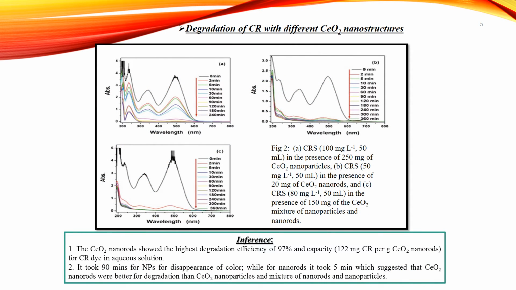Then the experimental study here is, first, degradation of Congo red with different Co3O4 nanostructures. Figure 2A, B, C shows the absorbance measured with a UV-visible spectrophotometer. The degradation was observed to be highest for nanorods with an efficiency of 97%, and it took 90 minutes for the disappearance of color for nanoparticles, and 5 minutes for the nanorods. It was highest for the nanorods mainly due to the largest surface area, and the surface to volume ratio was also higher, giving the highest degradation compared to other nanoparticles.